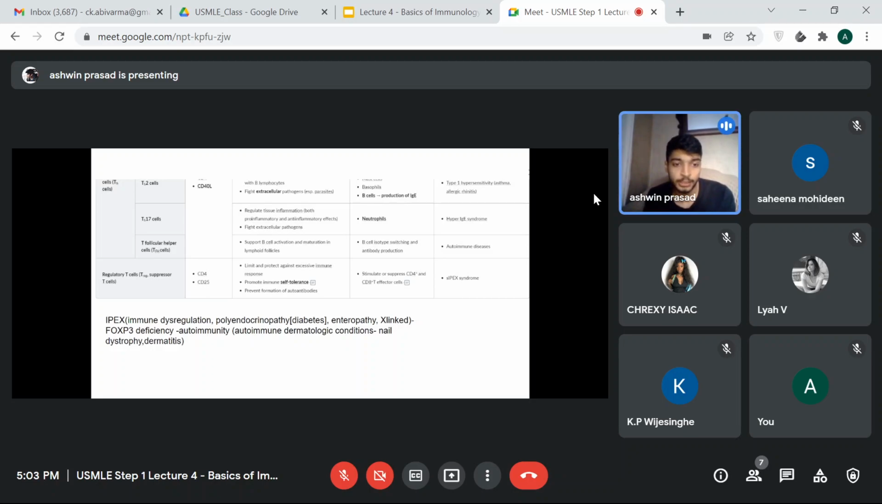Immune dysregulation is very self-explanatory. Autoimmunity is because we cannot regulate the response of our T cells, and now they attack our own cells. Polyendocrinopathy is again stuff like diabetes. If you attack the cells of the glands that secrete hormones like insulin, you will obviously develop diabetes.